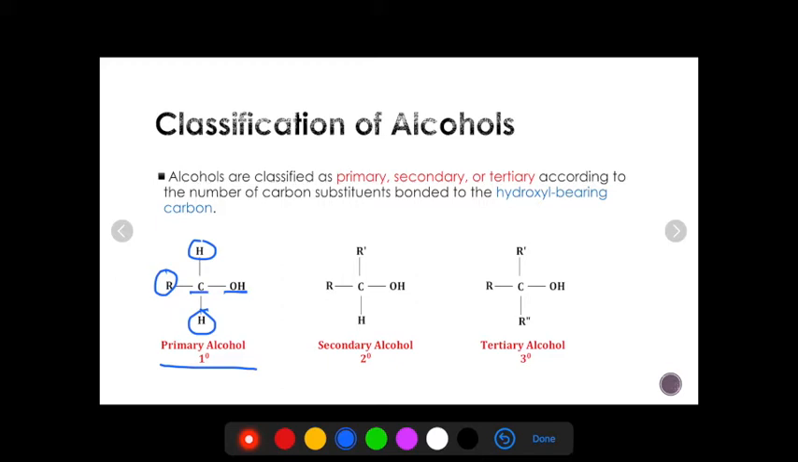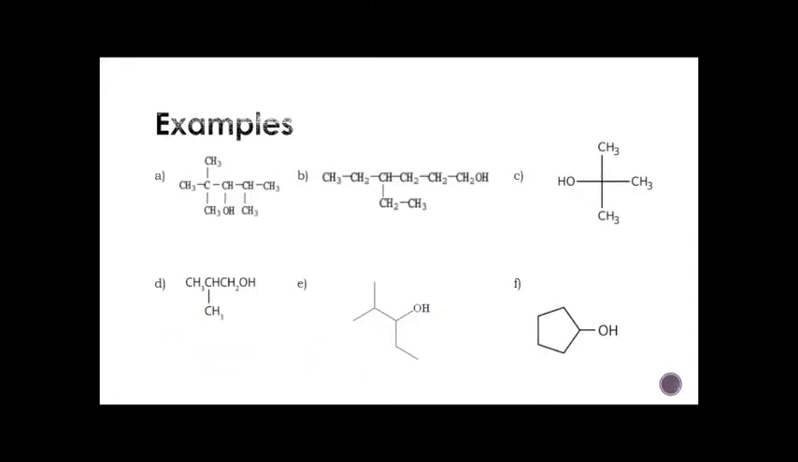For secondary, the carbon that the OH group is attached to has 2 other groups attached, so 2 other carbons and only 1 hydrogen. And then for tertiary, the carbon that the OH group is attached to has no hydrogens attached. It's all just carbons around it. So we're going to be able to classify these alcohols based on the carbon that the OH is attached to. We'll do that here in this example.